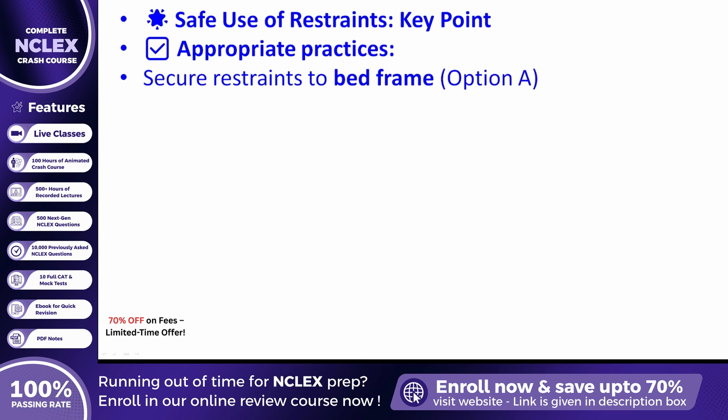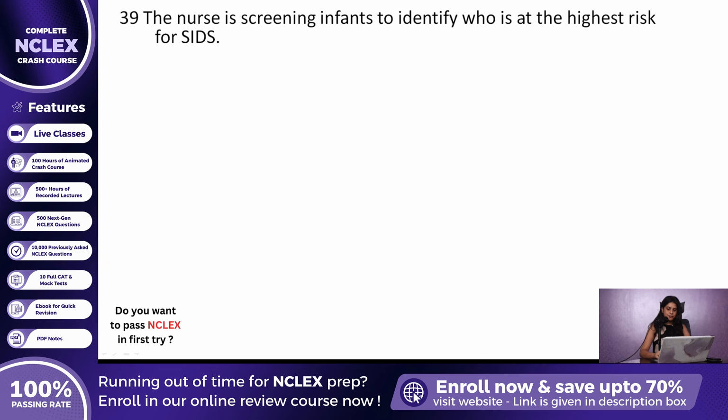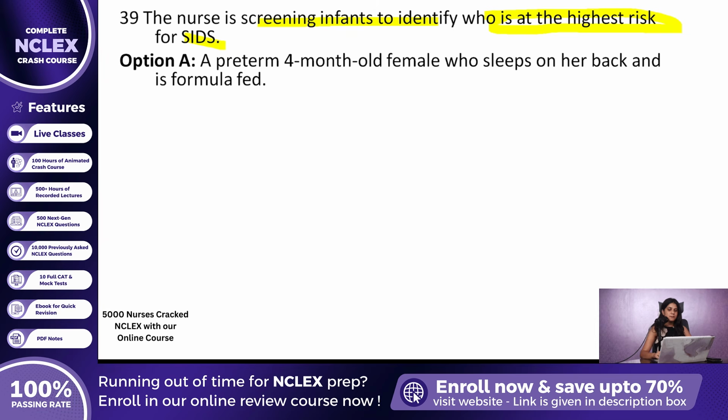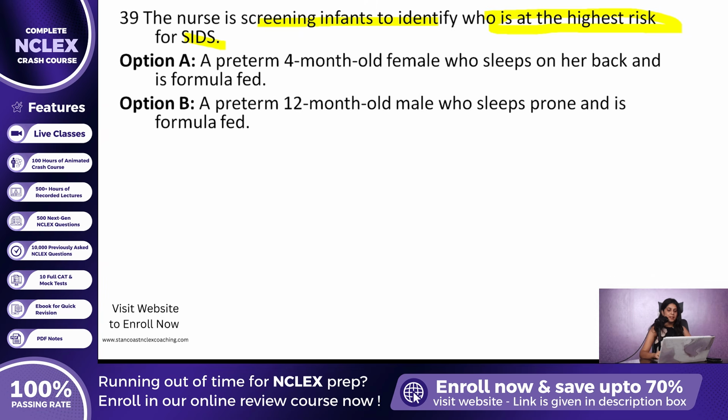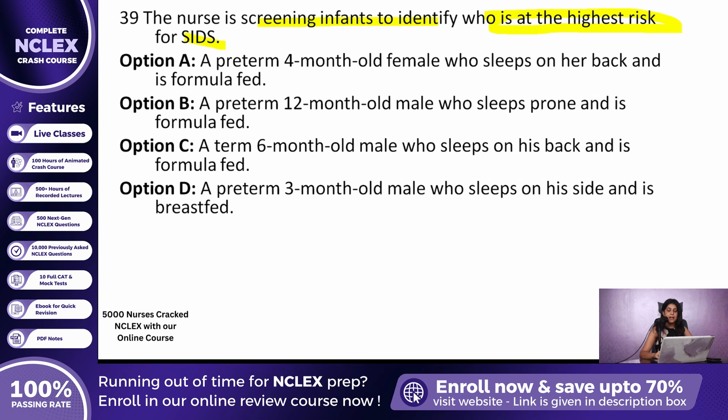Question 39. Moving on, let us consider sudden infant death syndrome, or SIDS, risk factors. The nurse is screening infants to identify who is at the highest risk for SIDS. The options are Option A, a preterm 4-month-old female who sleeps on her back and is formula-fed. Option B, a preterm 12-month-old male who sleeps prone and is formula-fed. Option C, a term 6-month-old male who sleeps on his back and is formula-fed. Option D, a preterm 3-month-old male who sleeps on his side and is breastfed.